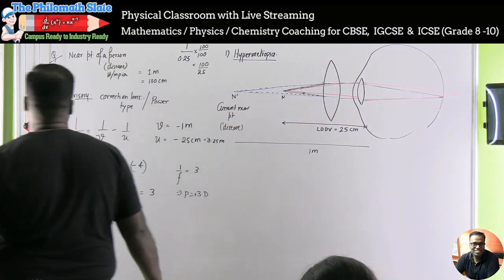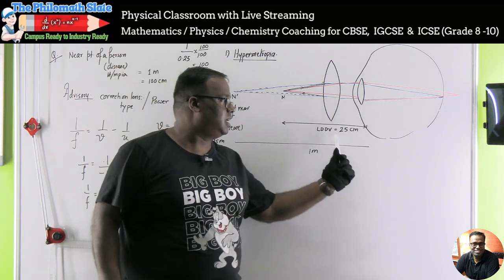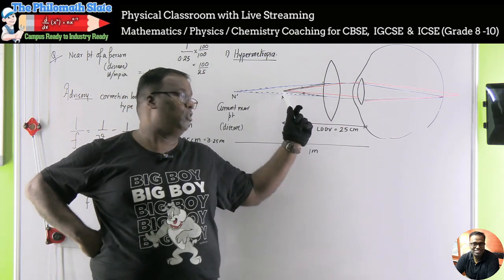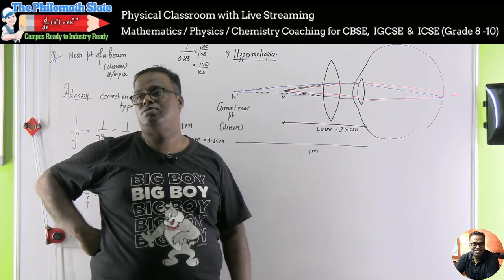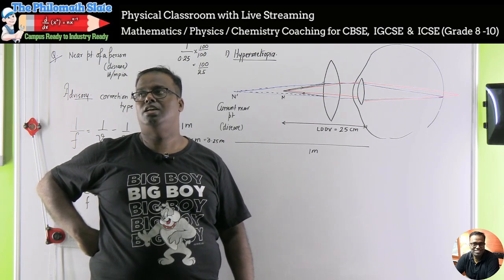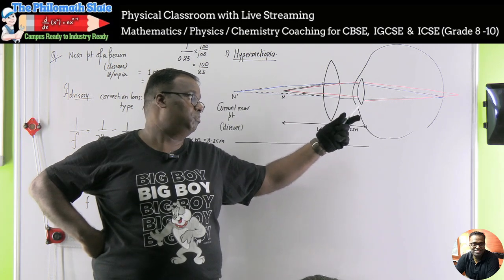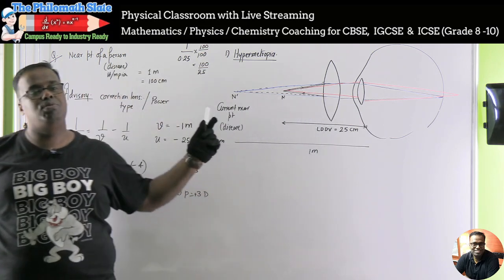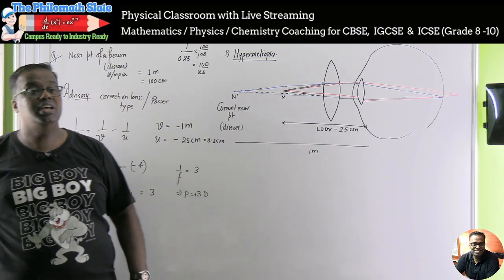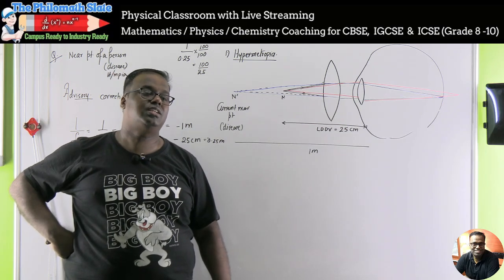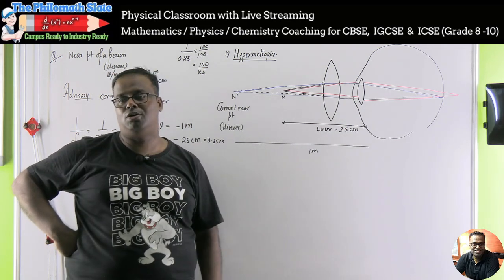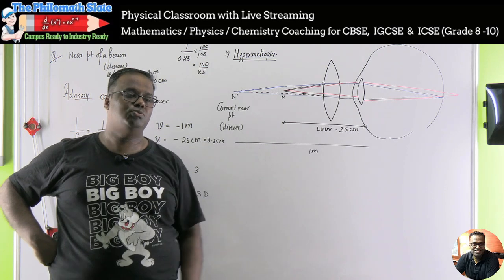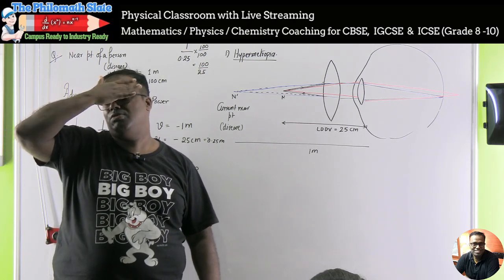Now the person can see an object placed at LDDV or 25 centimeter. The person should be able to see the object placed at 25 centimeter if the image is formed at his current near point. Now you change that near point according to the problem that comes in the examination. Here the current near point is 1 meter, so we took it as 1 meter. Clear? Did you understand?